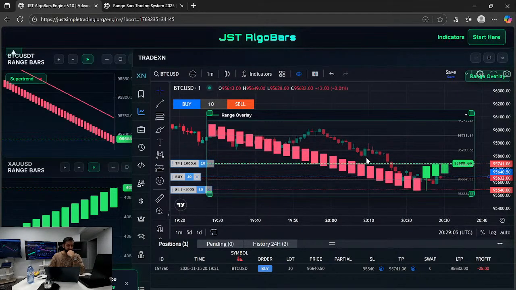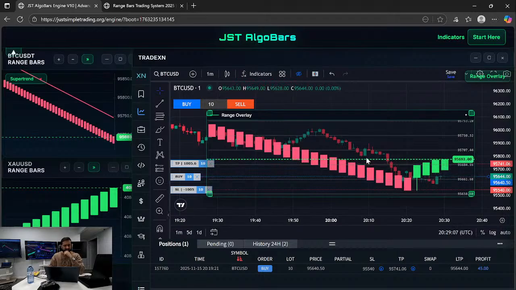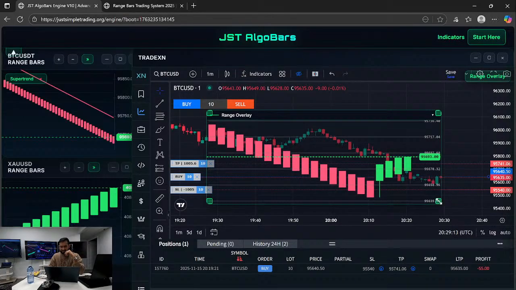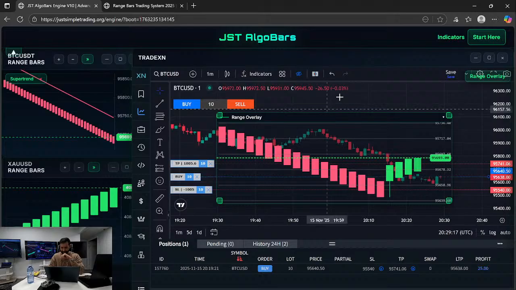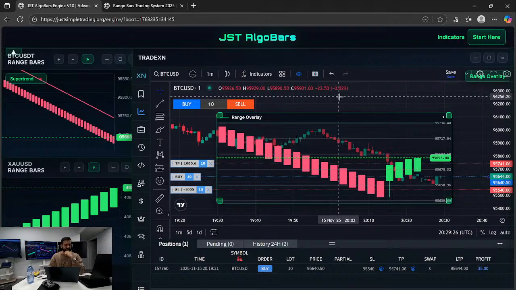Is there a deposit bonus? Abado used to have a deposit bonus. I don't think they have it anymore. They used to have a deposit bonus. All right, let's see. Steve is saying, is that platform TradeXN, which is combined?